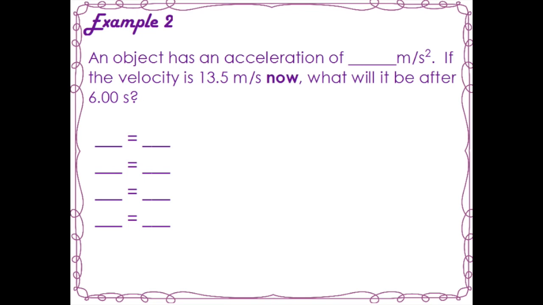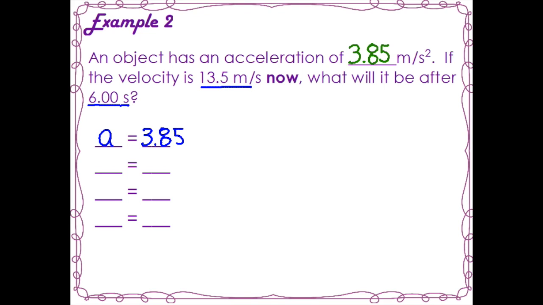Example 2. Again, I have a blank here just so you can work ahead. So fill in the blank. An object has an acceleration of 3.85 meters per second squared. So there's my acceleration. Acceleration is 3.85. If the velocity is 13.5 now, what will it be after 6 seconds? What will the velocity be later, at the end of the problem?